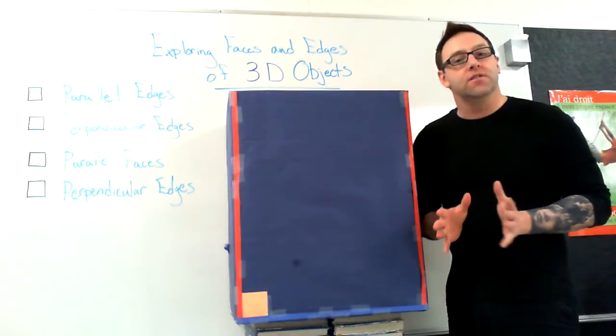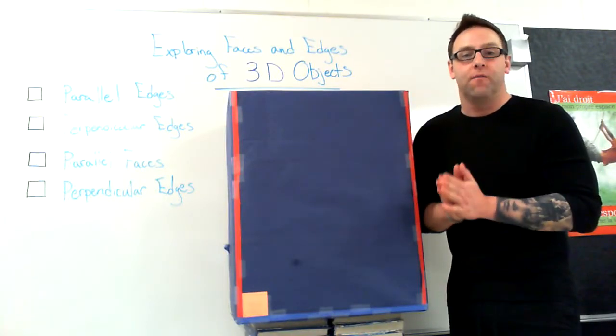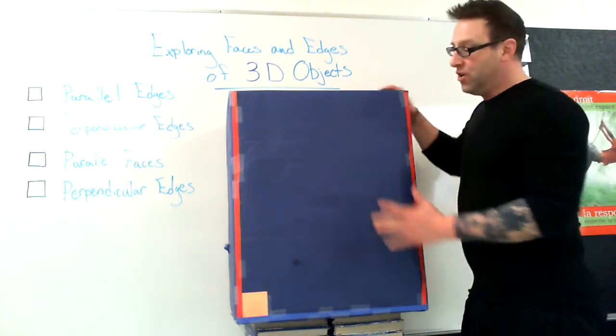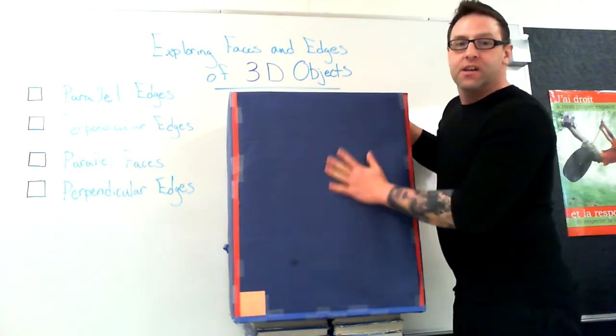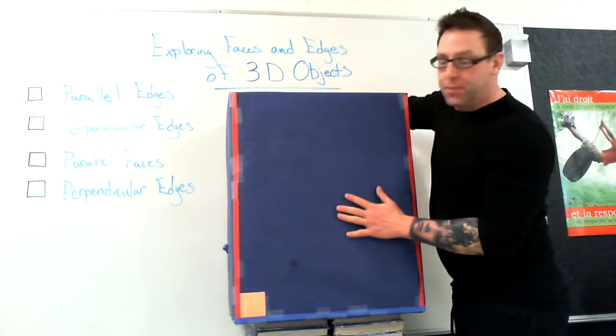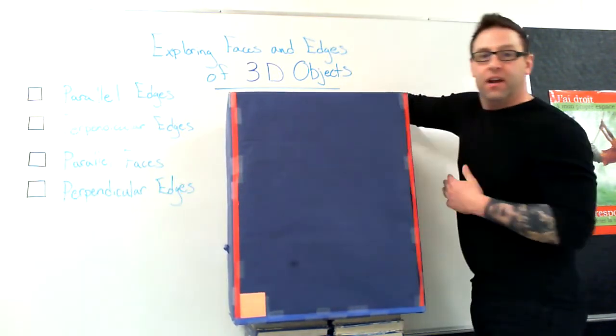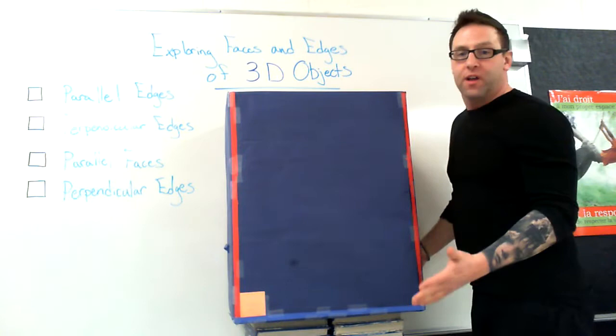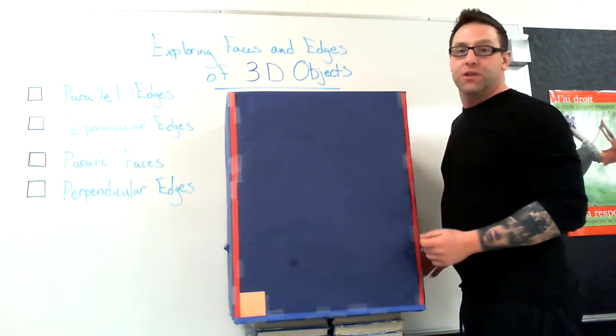Let's switch gears and talk about the faces of the object now. The faces are just the flat areas that make up the object. This is a face. We have a face up here, we have a face down here, and a face over here. Obviously, every flat side surface of this object is a face.